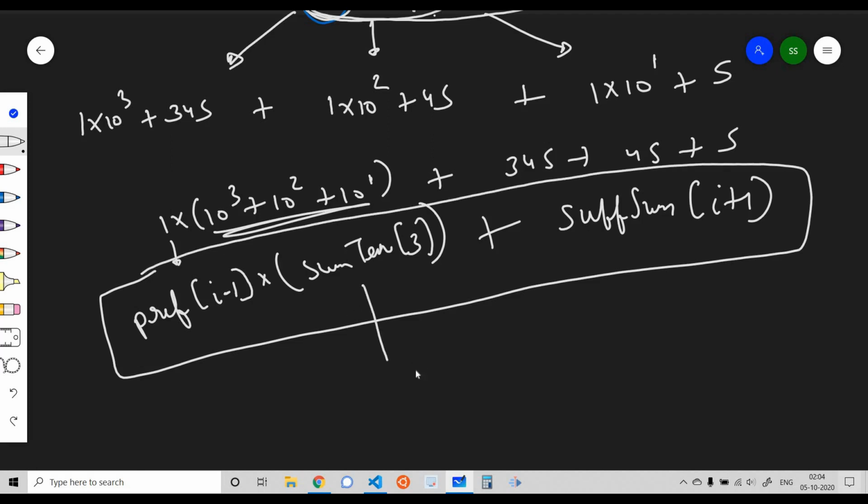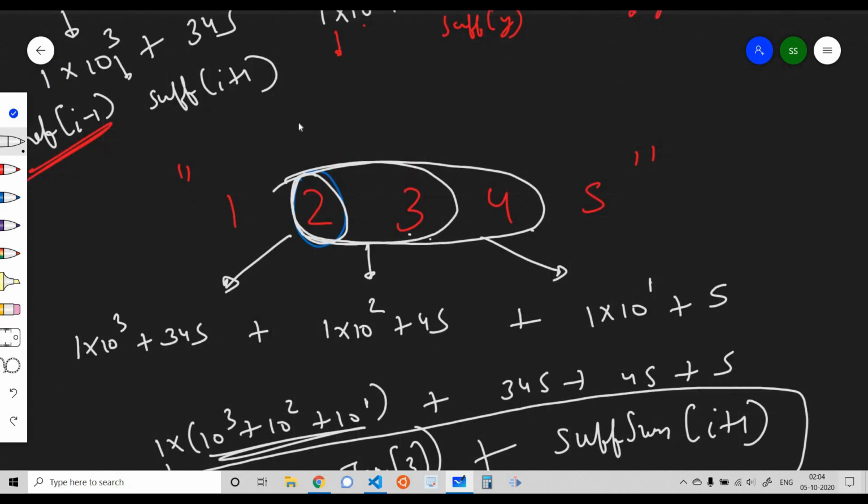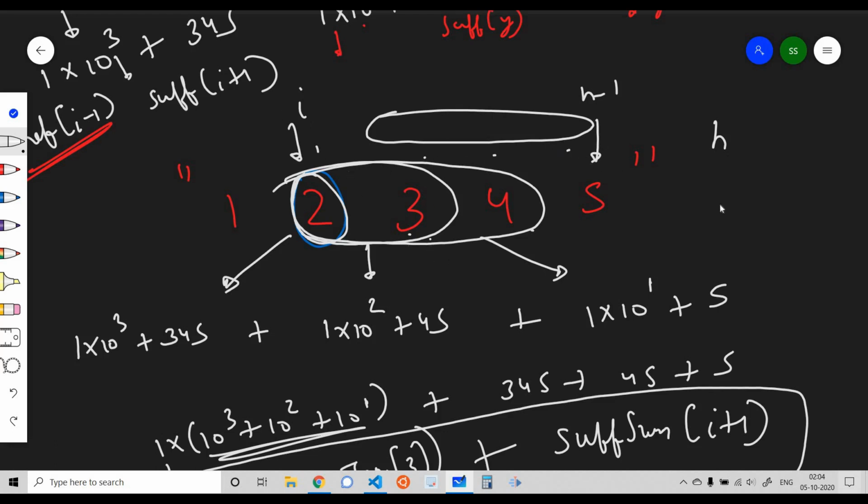So I would be doing it for all the indexes. This 3 can be found by the number of elements after the current index. Like this is the index I and this is the index n minus 1. So it can be found by n. Suppose this is 1 and 2, 3, 4.